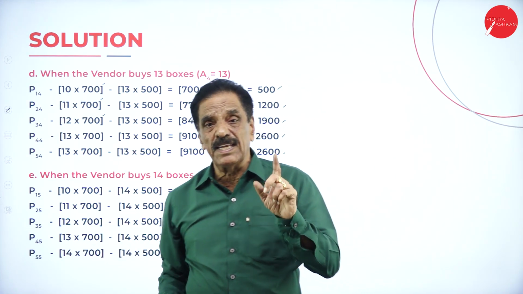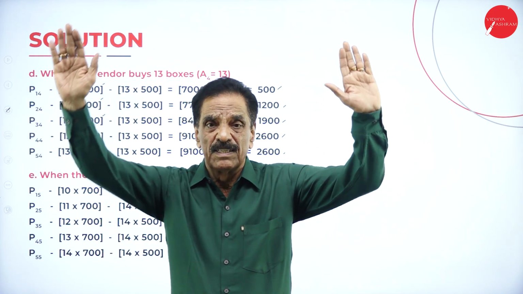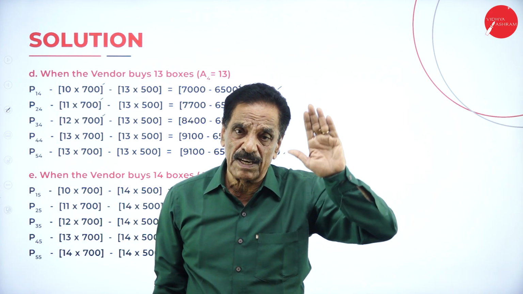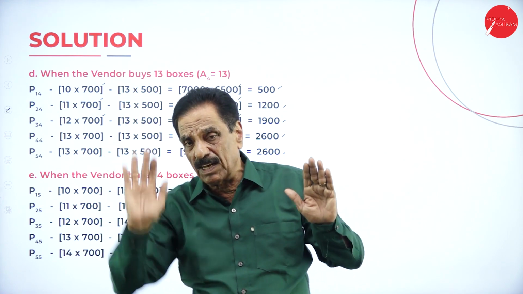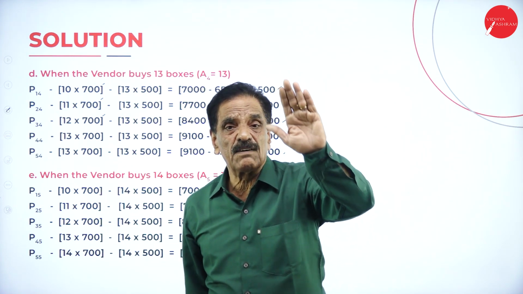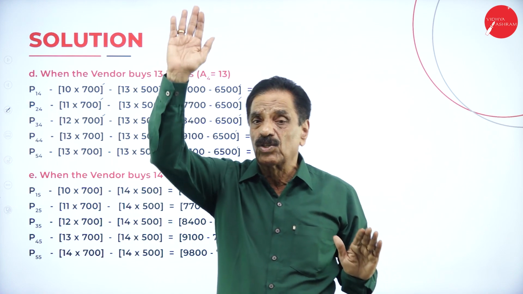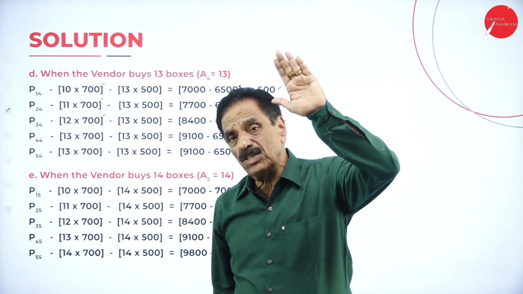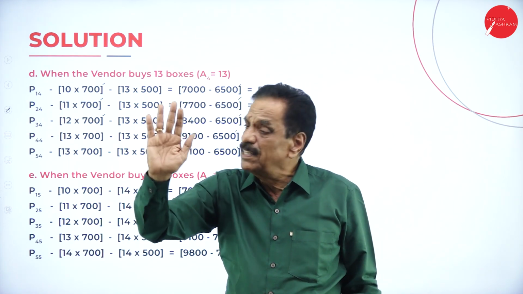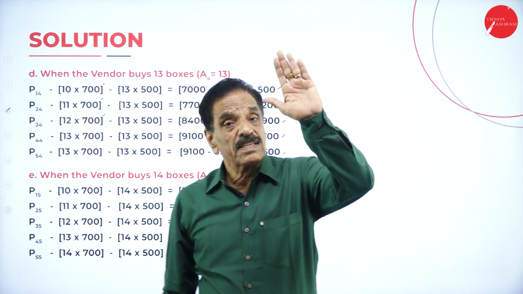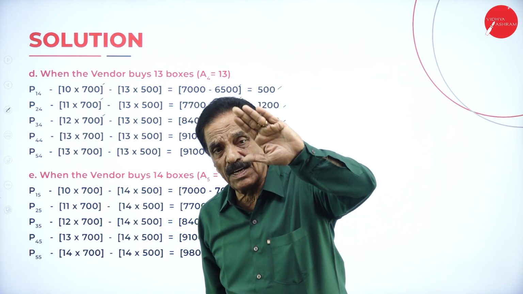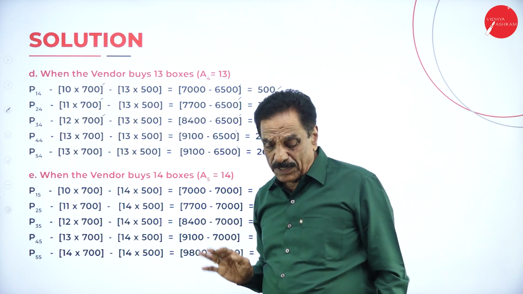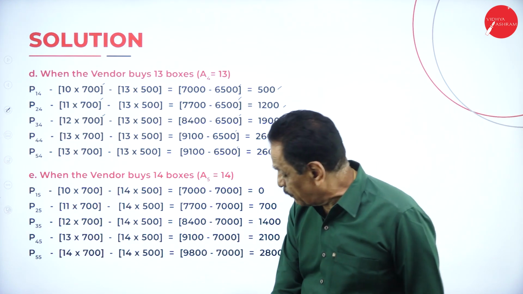How is it? 10 purchase, 10 sale: 10, 10, 10, 10. Then 11: 10, 11, 11, 11. Here 11, 11, 11. 12: 10, 11, 12, 12, 12. Here 12, 12, 12. Then 13: 10, 11, 12, 13, 13, 13, 13 will come. 14: 10, 11, 12, 13, 14. Here 14, 14, 14 will come. Get the answer. So that should be put in a platform.